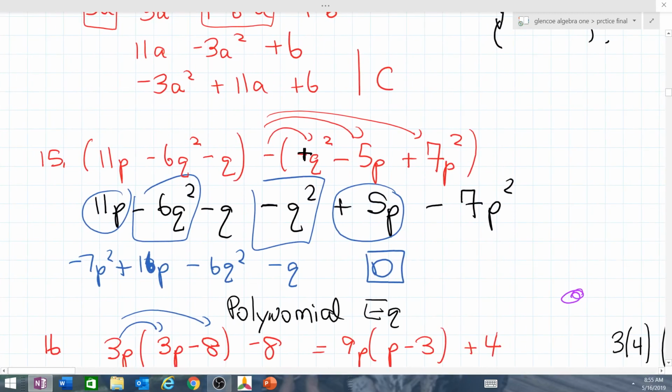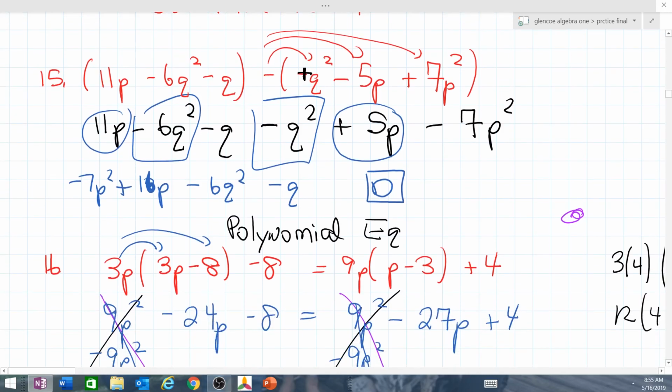Number 15, again, we have a negative sign in front of the parentheses. We must distribute it, so it becomes a negative q squared, a positive 5p, and a minus 7p squared. The correct answer here is D, like dog.